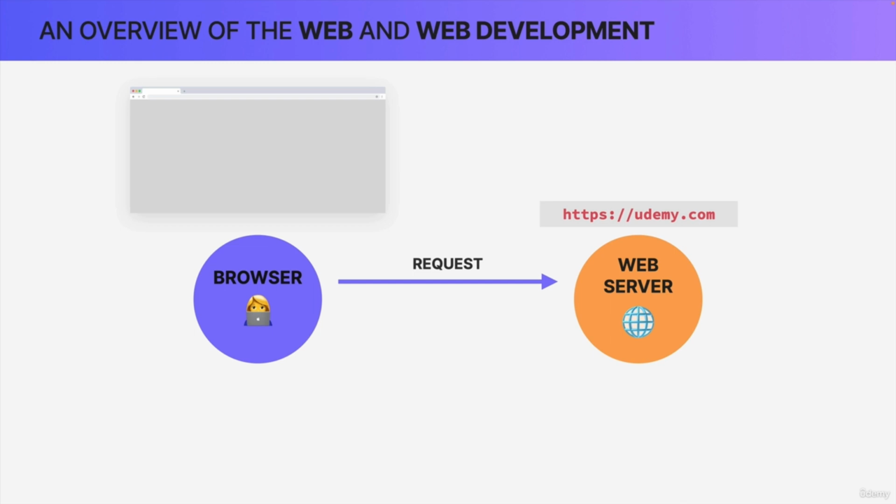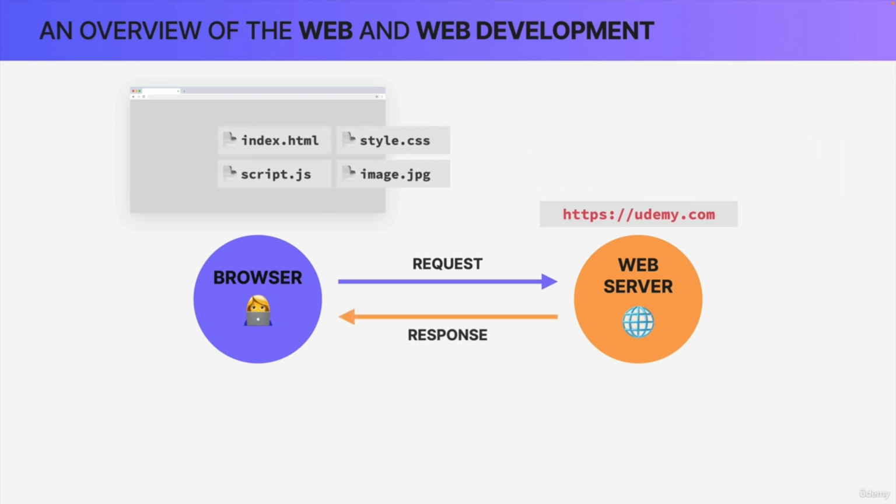So each and every website is stored on something called a server, which is basically a computer that is connected to the internet and that is able to receive requests like this one. So again, when we browse to a certain website, our browser will send a request to the server where the website is stored, so where it is hosted. Then, when the server receives the request, it will take all the files that make up the website and send them back to the browser.